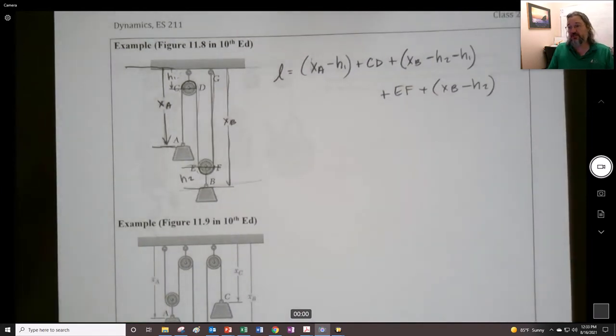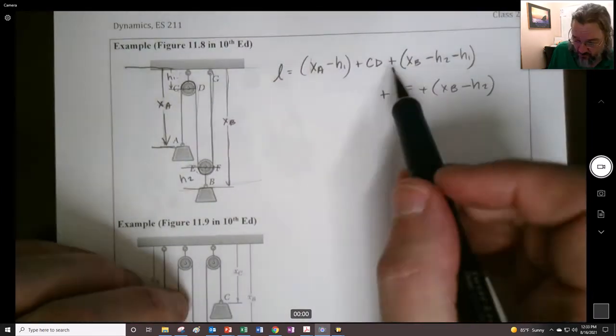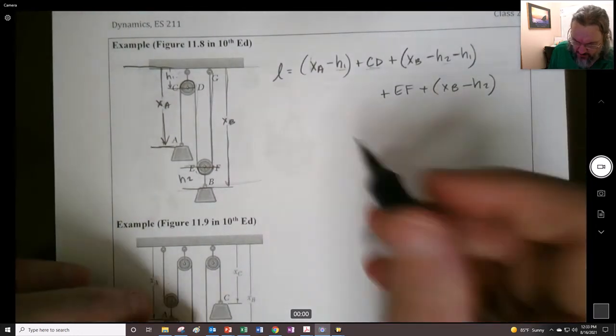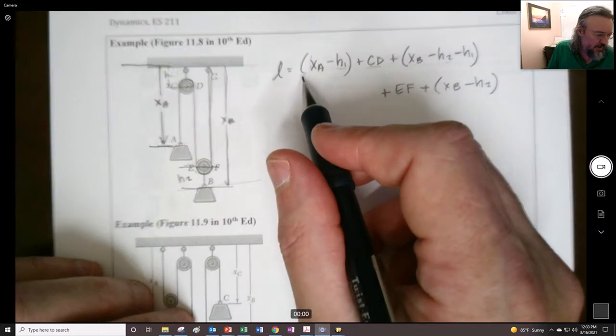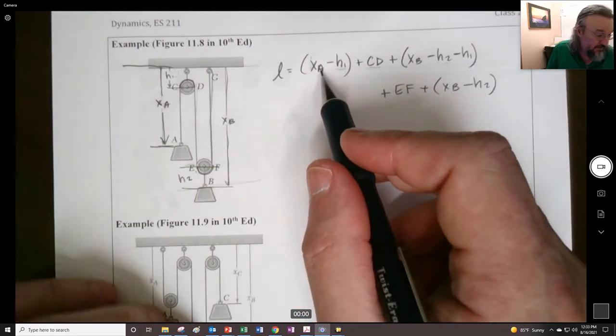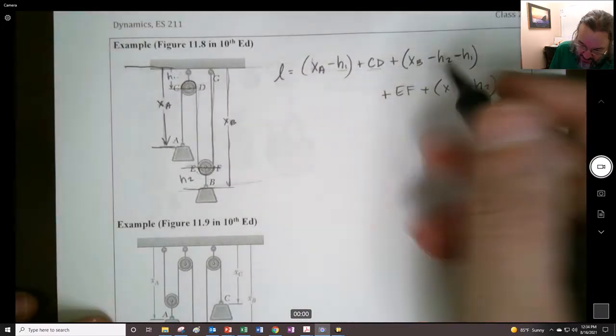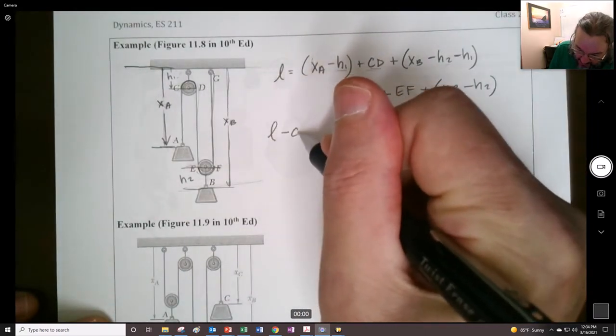Well, there's several things we don't know about the rope. We don't know this distance. We don't know that distance. We don't know these. But let's move them all over to the side and lump them together, right? So we could say that L minus CD.